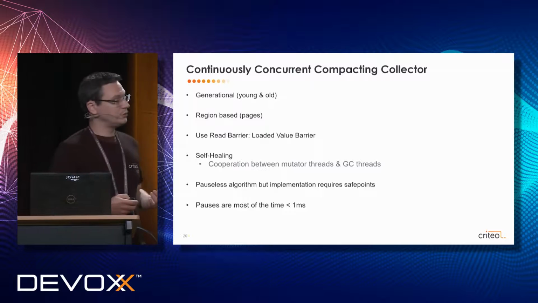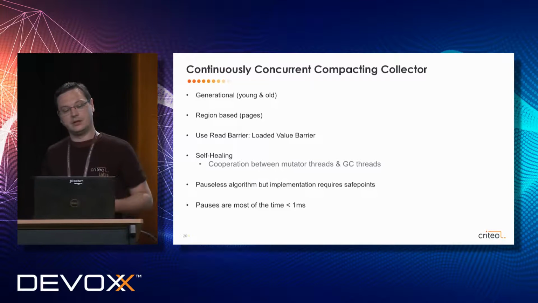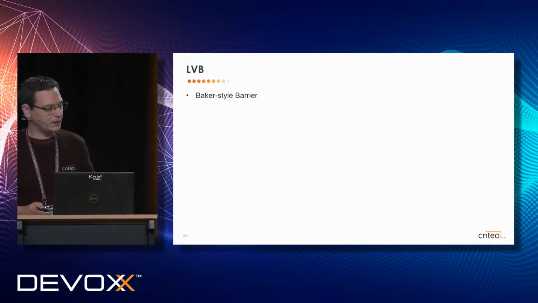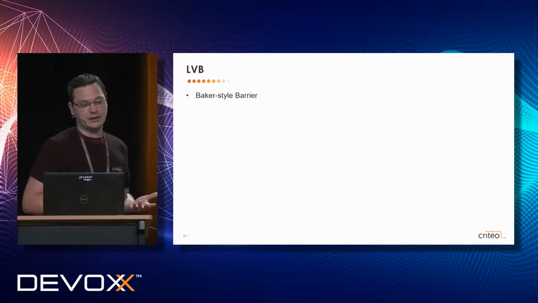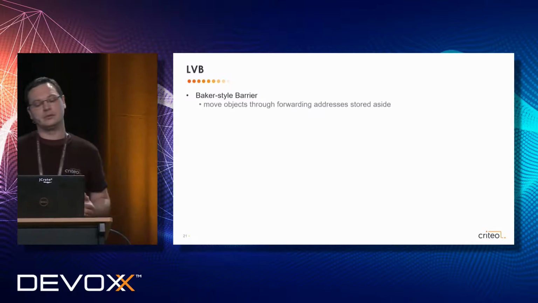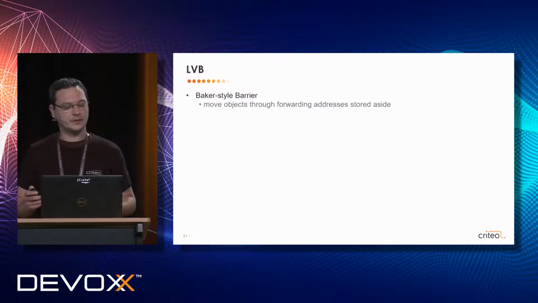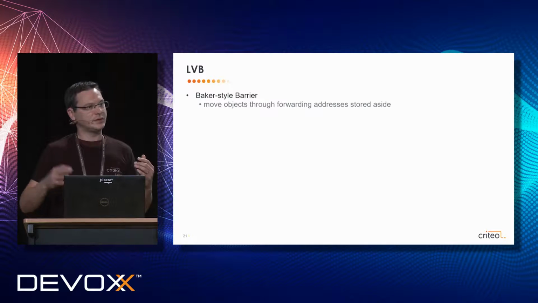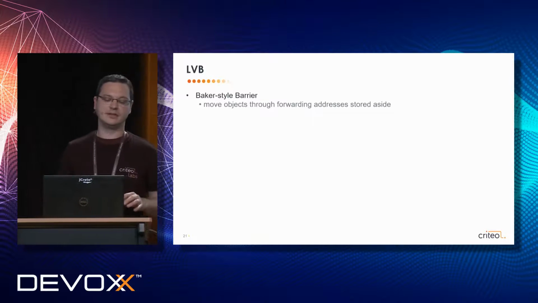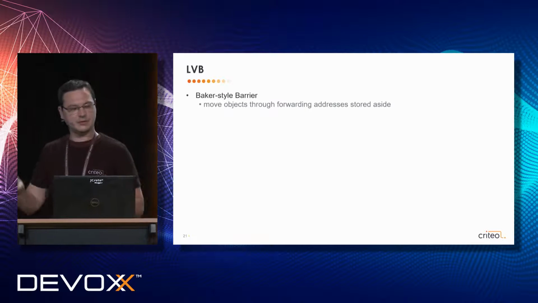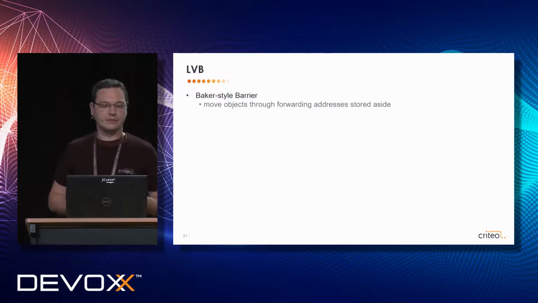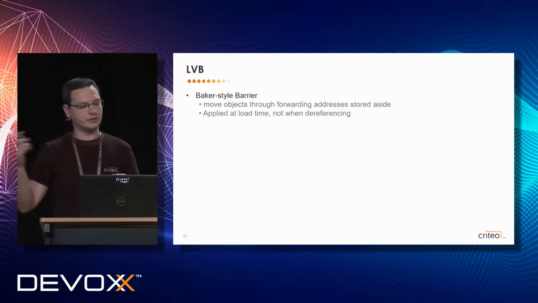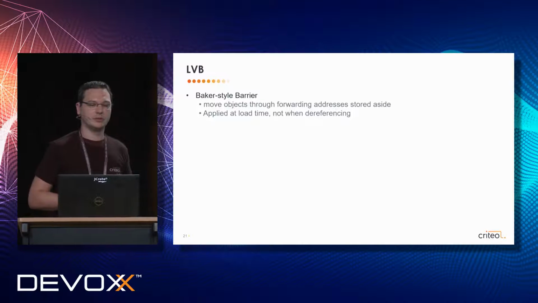The pauses that you can experience with this algorithm are less than 1 millisecond most of the time. And so the LVB is a Baker-style barrier compared to the Brooks pointer. It means that when we move objects, we use a forwarding table that is aside of the heap, so it's in native code, basically in a native space. And we use this address to forward to get a location of the objects that were relocated.